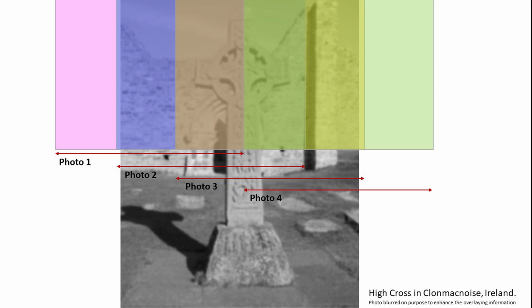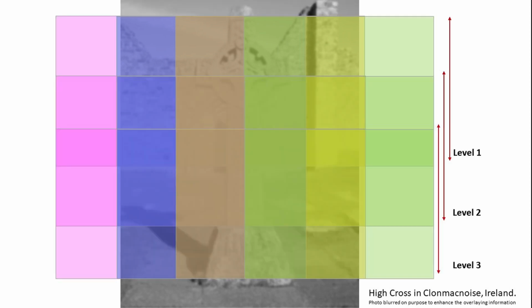There will also be an overlap on the vertical axis, since you should be aiming for a hemisphere around the object. Therefore, photographs would also need to be taken at multiple levels on the vertical axis. The Lego video on the previous page will help you to visualize this better.